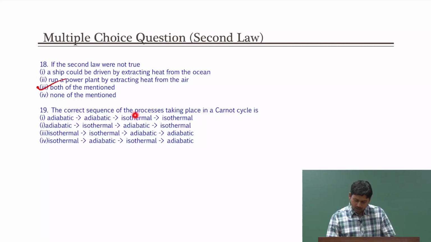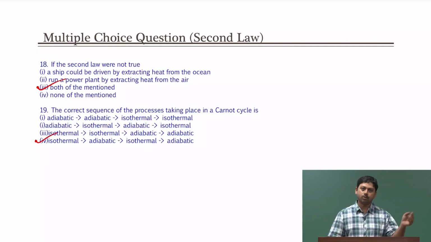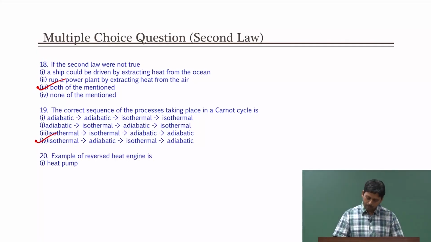Next one: the correct sequence of the processes taking place in a Carnot cycle is, adiabatic, adiabatic, isothermal, isothermal, and so on. We know the process. First is isothermal, then adiabatic, then isothermal, and then adiabatic. This is a question that tests whether you remember the Carnot cycle or not.